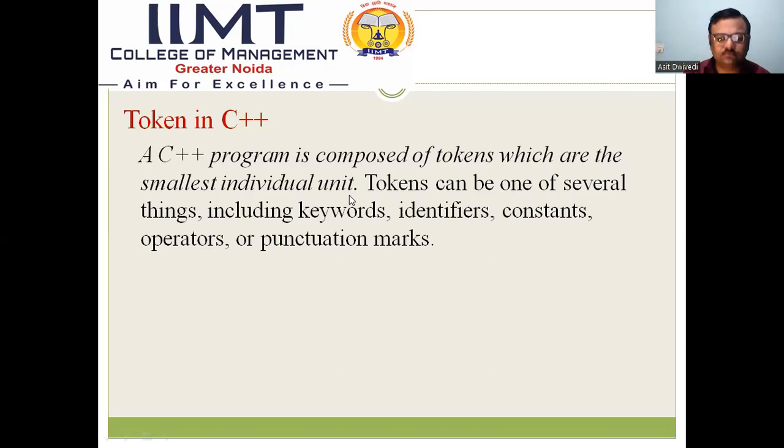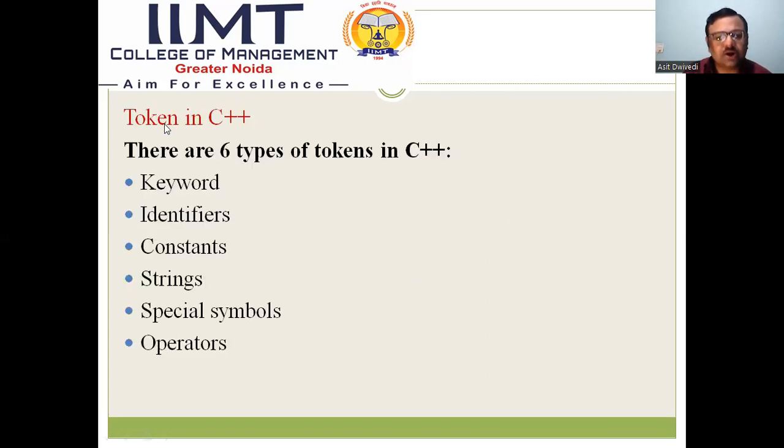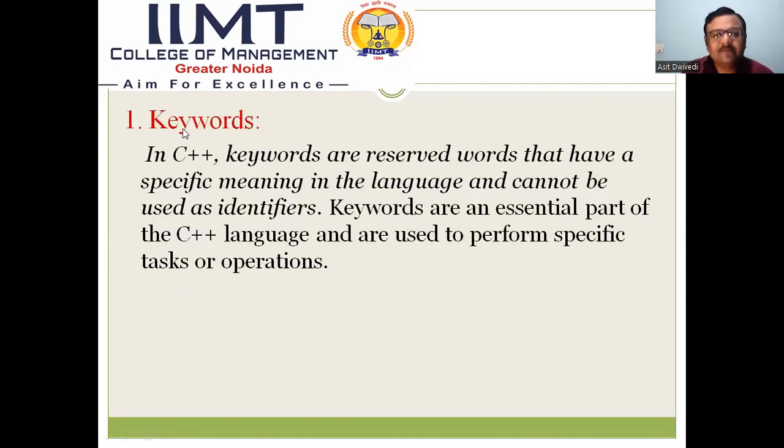Tokens in C++. There are 6 types of tokens in C++: keywords, identifiers, constants, strings, special symbols, operators. Now I will discuss them one by one. First one, keywords. What are keywords?